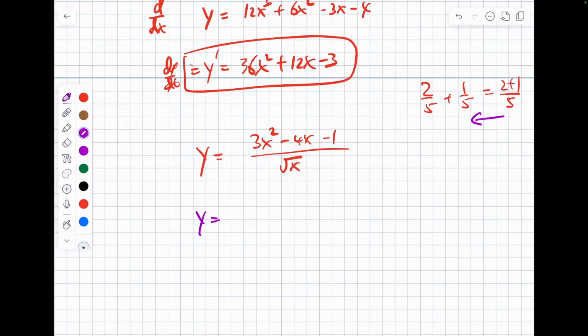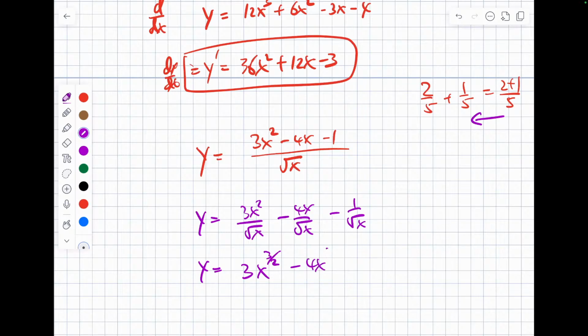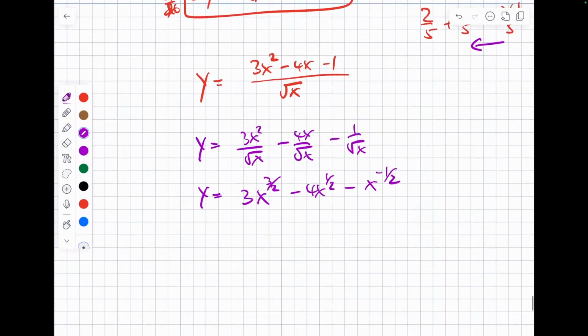So therefore, this one's going to be 3x squared over root x minus 4x over root x minus 1 over root x. This one is going to be 3x to the 3 over 2 minus 4x to the 1/2 minus x to the negative 1/2. Now, I just rewrite all of them. Now, I'm going to take a derivative.